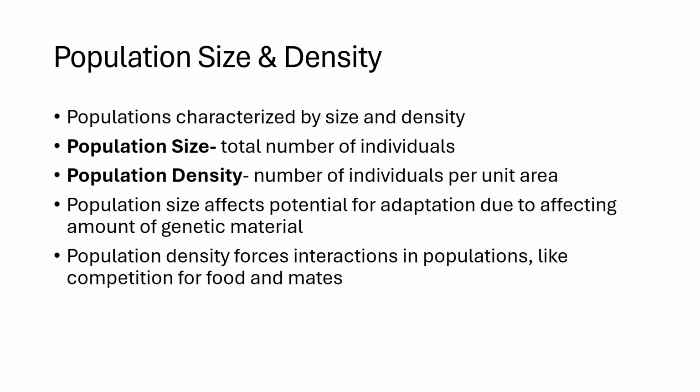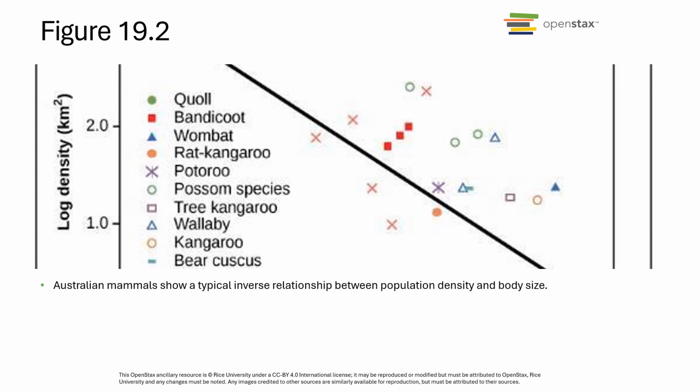Population density, though, is forcing interactions in these populations, and so competing for space, competing for food, competing for mates. These are things that are being driven by the population density. And so, as mentioned before, size and density are actually inversely related in many cases. Here's an example in figure 19.2 of a chart showing Australian mammals having this strong linear inverse relationship between their density, so their occurrence per a given area, and their body size. So the bigger you get, the more space you need.